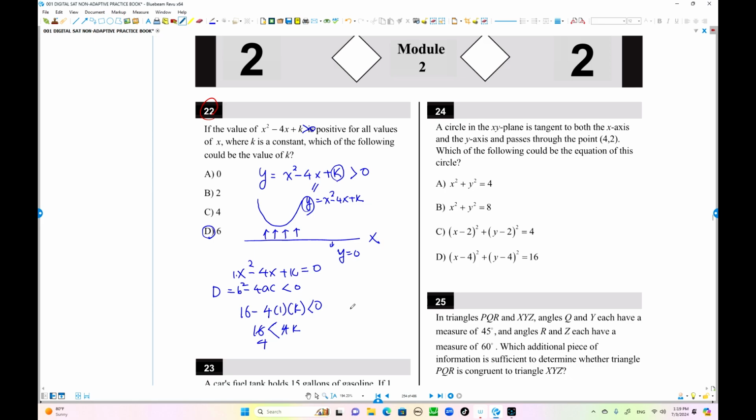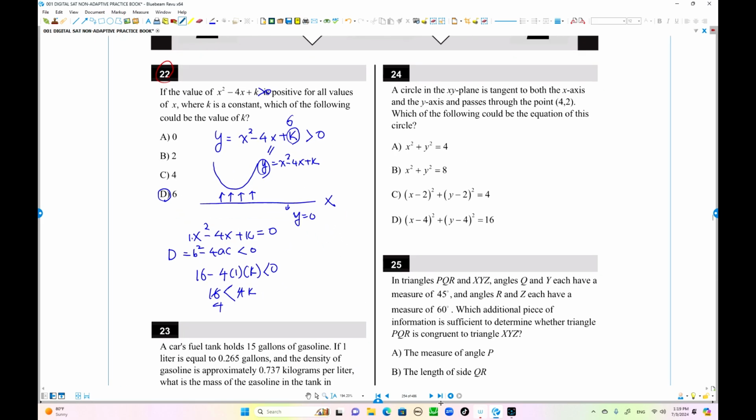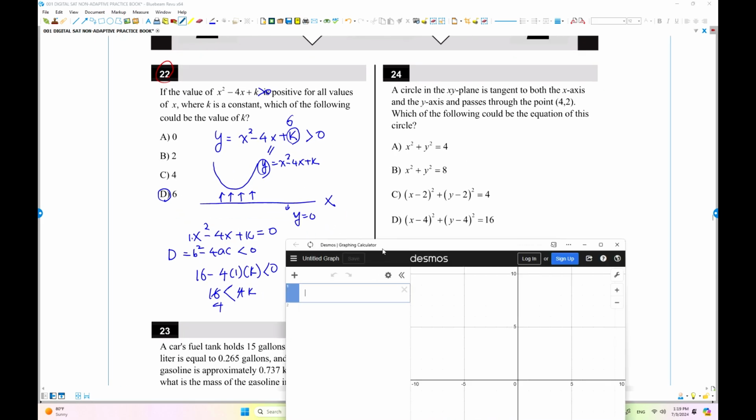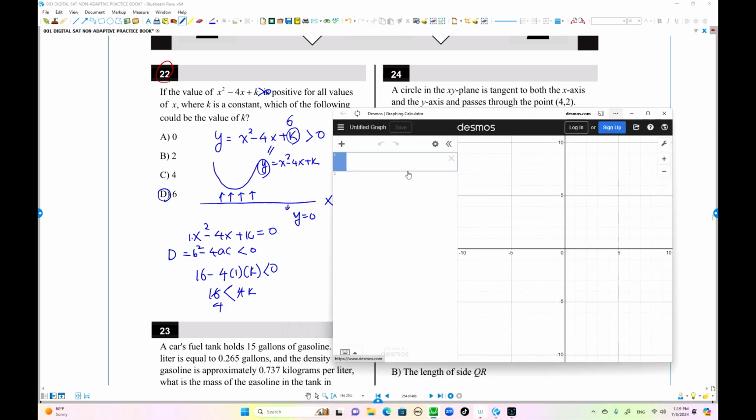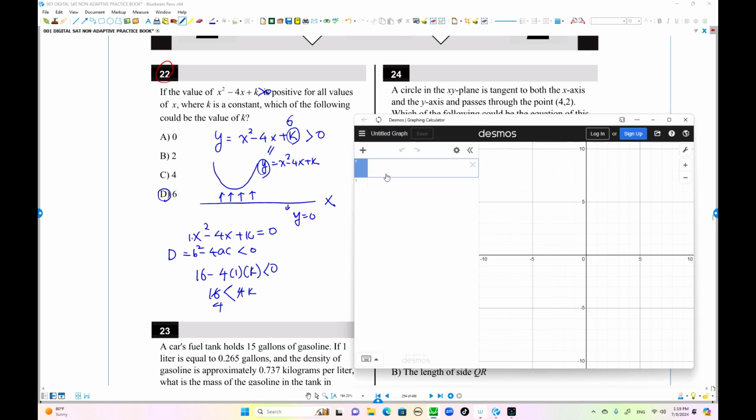In this case, the graph has no intersections with y equals 0. I'm going to show you the graph over here. Sometimes this decimal is exactly the same as a regular calculator. So y equals x squared minus 4x plus k.